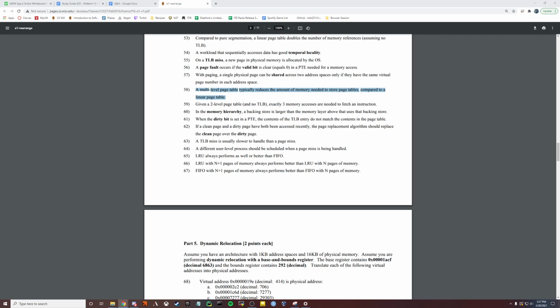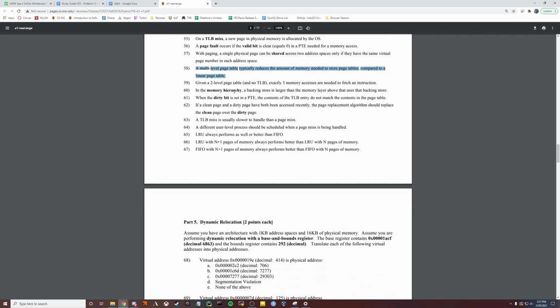I do think from slide 24 of lecture 7 that the idea of a multi-level page table only allocating page tables of corresponding pages in use would make me believe that it does reduce the memory usage. I would agree with that. It also does say typically, so there may be cases where it doesn't. But with a linear page table, you're guaranteeing that so much memory is used when you could be wasting it. Okay, so we'll do 58 true.